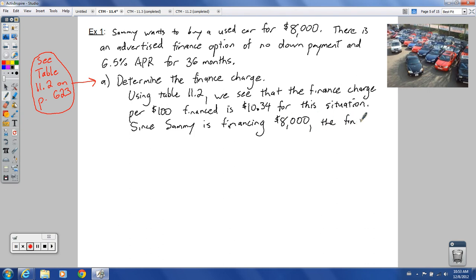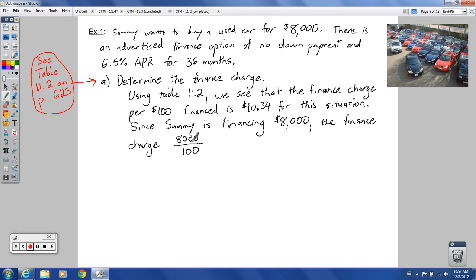The finance charge is, and so hopefully this will make sense to you here. Go back and rewind it and hear me explain it again if it's not making sense the first time. But we're saying it's $8,000, the whole amount charged. We should divide that by 100 because it's per $100 financed.